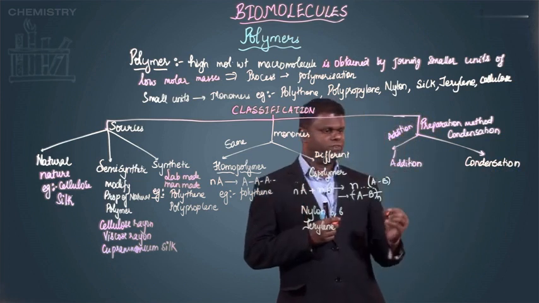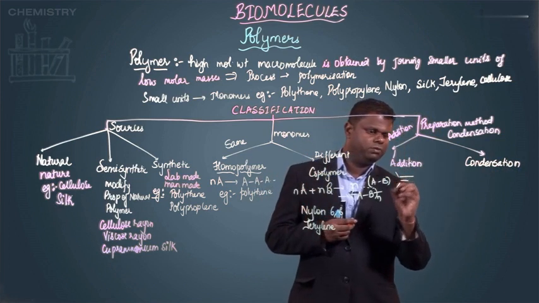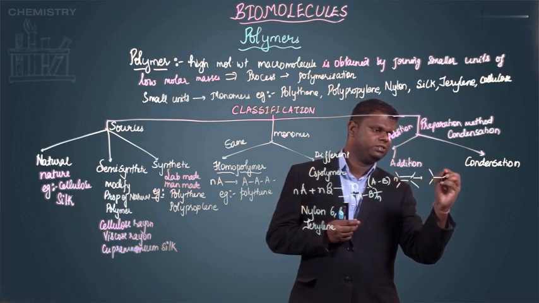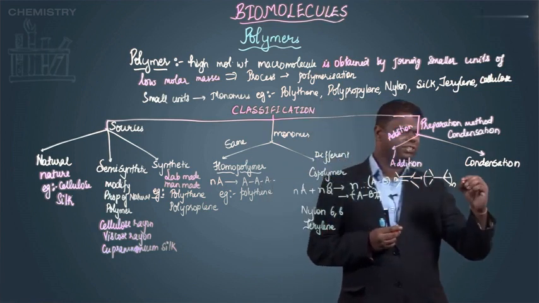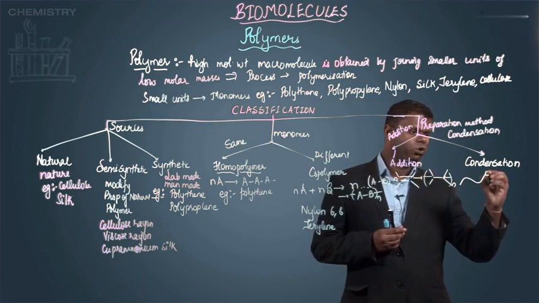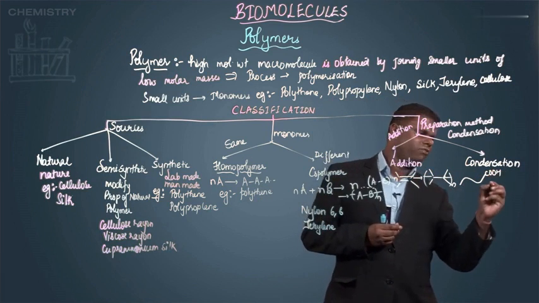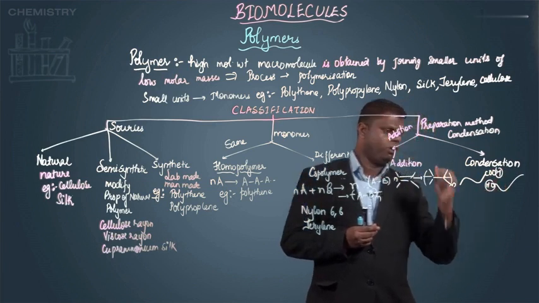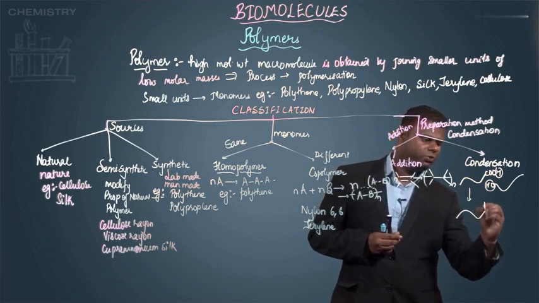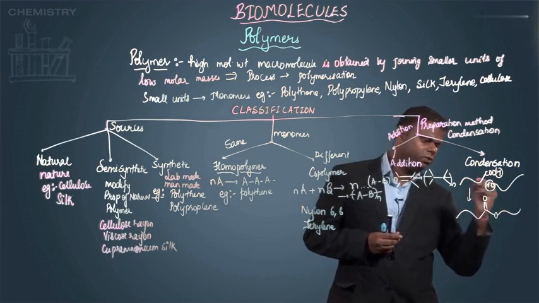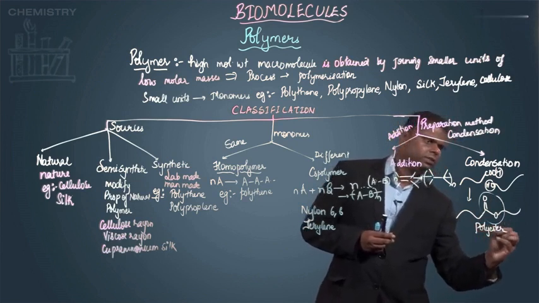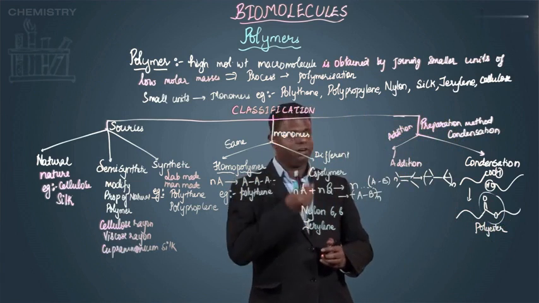For example, in the case of addition, you have a double bond. Let's say if you take n molecules, it forms a polymer like this. And when you have a condensation, let's say you have a monomer that has COOH and another monomer that has OH, so H and OH will react to form water, and the resultant polymer is going to be something like an ester. So this is nothing but a polyester. So this is one method of classification.